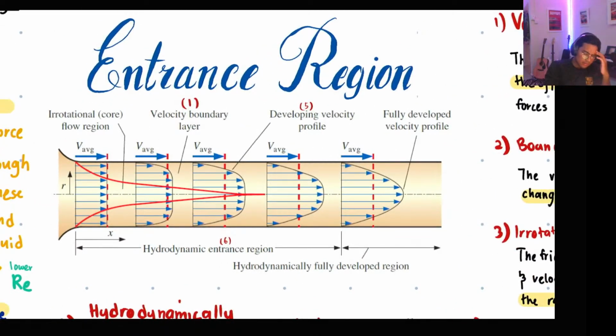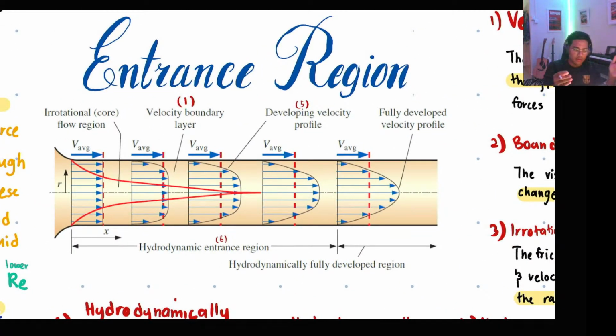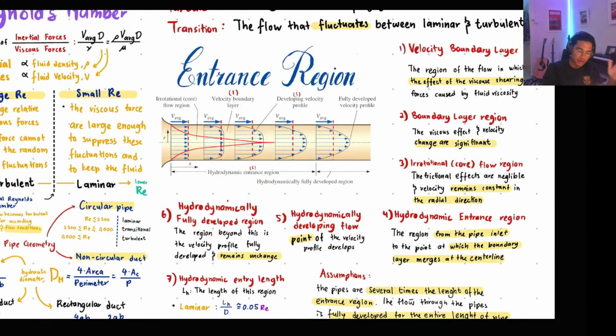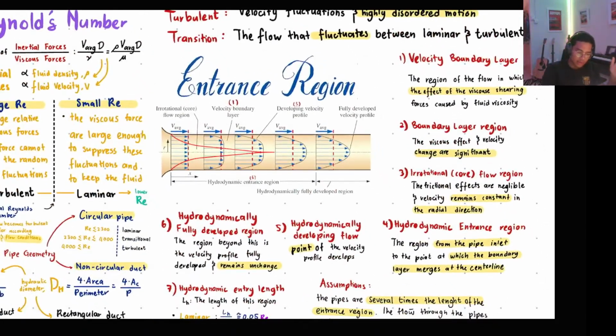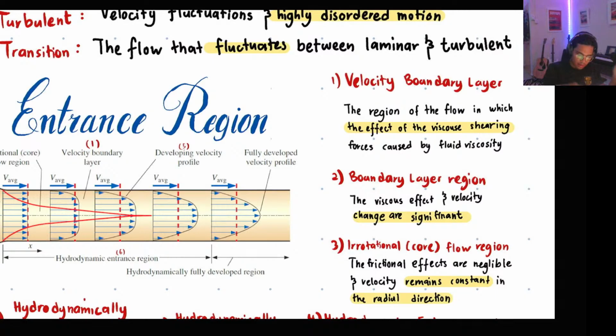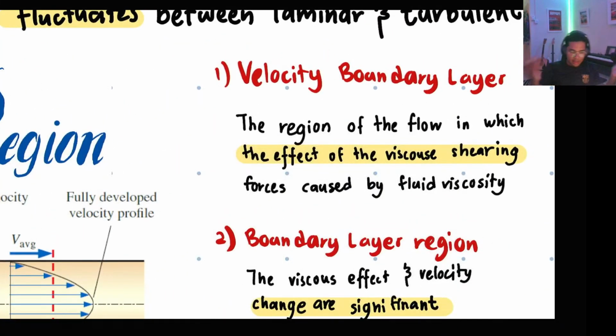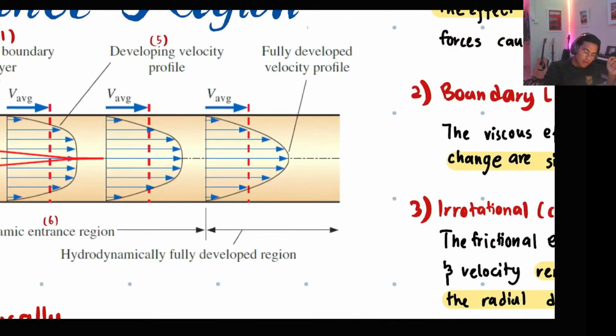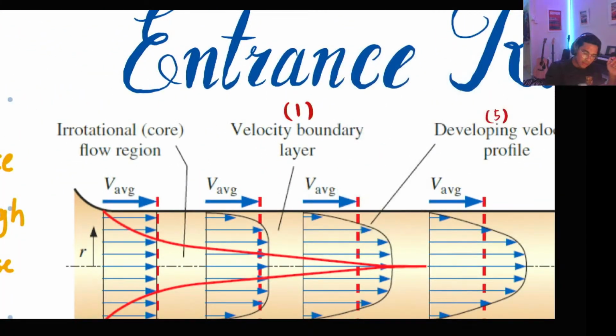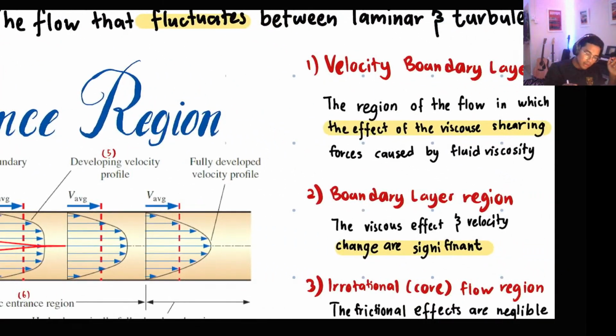There are a lot of terms that you need to understand to identify the entrance region. I have listed them all here and highlighted the important things. Let's read it one by one. First is the velocity boundary layer. It is the region of the flow in which the effect of viscous shearing forces caused by the fluid viscosity is felt.